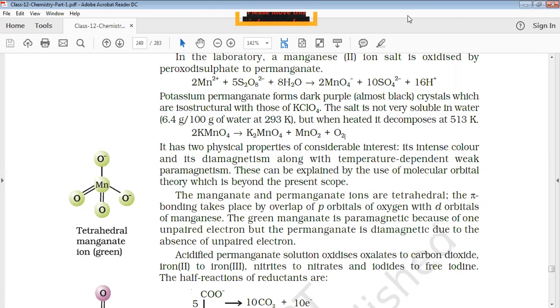So now it's a dark purple color. Potassium permanganate is dark purple.